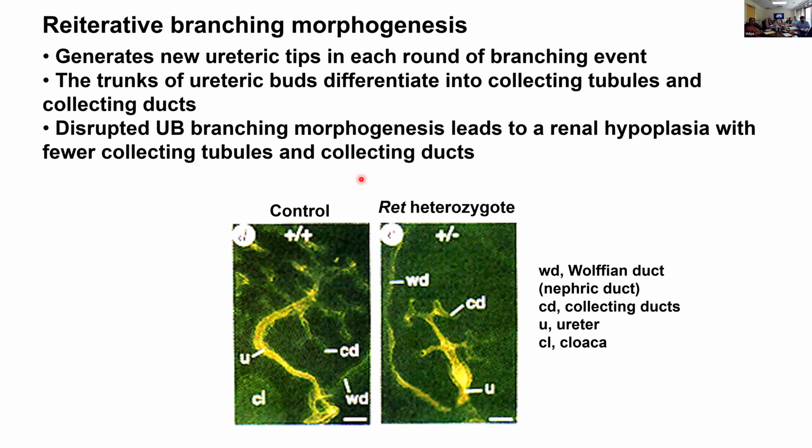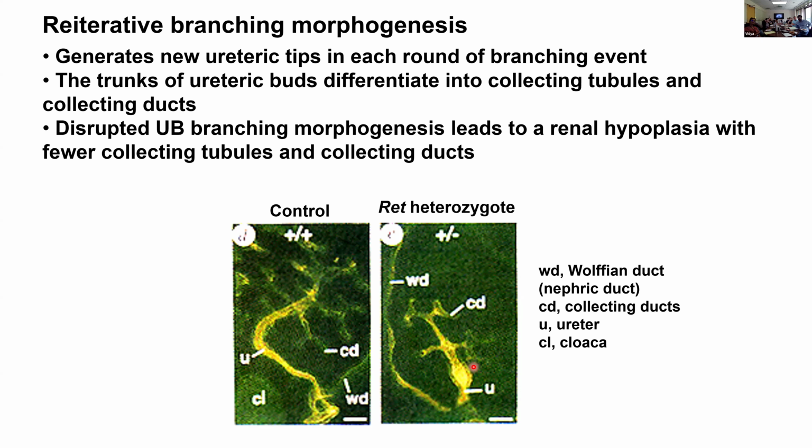All right, so this UB branching event can also have problems if you disrupt the branching morphogenesis. One will get a renal hypoplasia. Even in really young cows, for example, there is renal hypoplasia from defective collecting duct development.